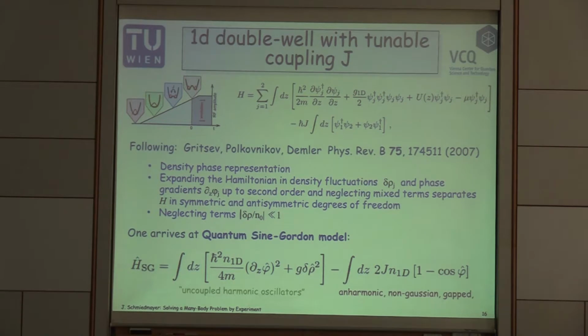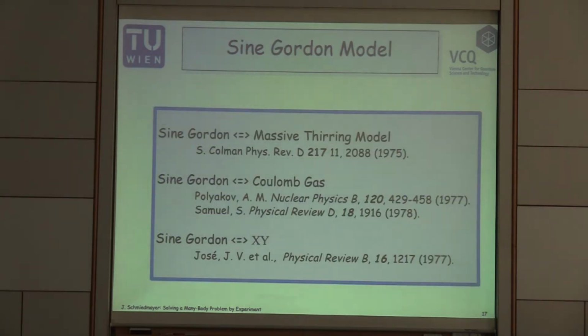Why is the Sine-Gordon model interesting? It was one of the first models that showed, in high energy physics, a mass: the massive Thirring model. And Sidney Coleman showed that the Sine-Gordon model is equivalent to the massive Thirring model. The Sine-Gordon model is equivalent to the Coulomb gas. The Sine-Gordon model is equivalent to the XY model. And there are many, many things. There are whole libraries about what the Sine-Gordon model can do.